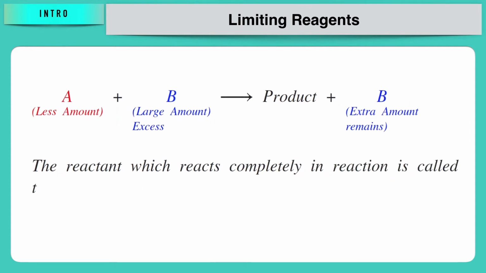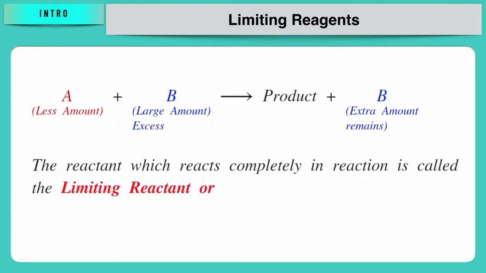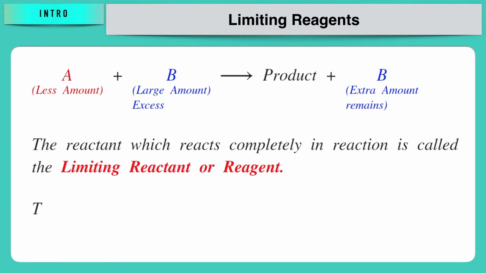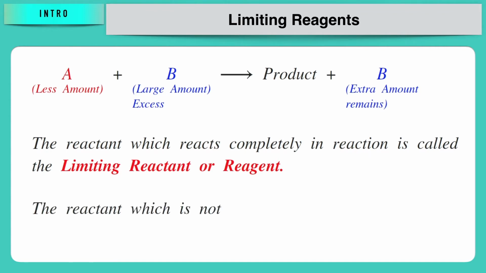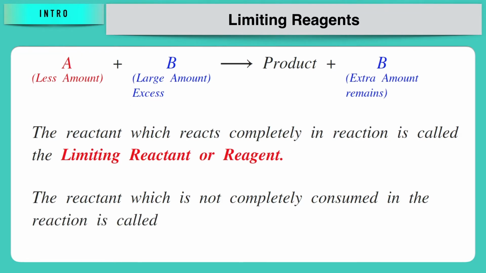That particular reactant is called the limiting reactant, right? And the reactant which remains unreacted, that means it is not completely consumed within the reaction, is called an excess reactant. Is it okay? To make it clearer, let us take a particular example.